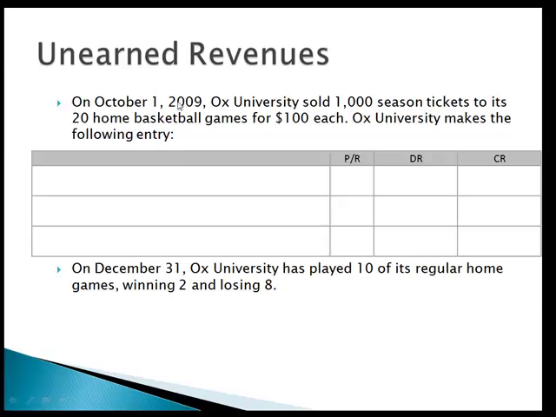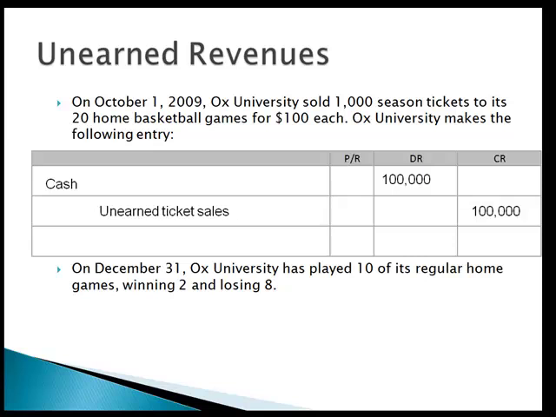So on October 1st, Ox University sold 1,000 season tickets to its 20 home basketball games for $100 each. Ox University made the following entry. Okay, so this would be collecting cash for $100,000, right? 1,000 times 100. And we would have recorded that as a liability, unearned ticket sales for $100,000. That's not the adjusting entry. That would be the normal entry on October 1st.